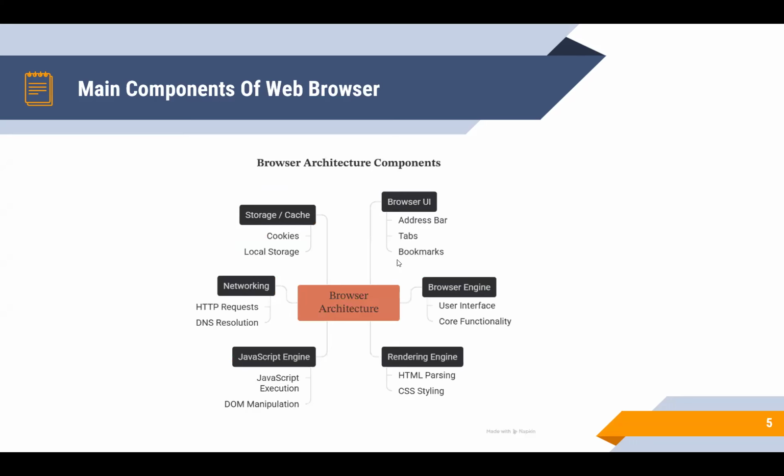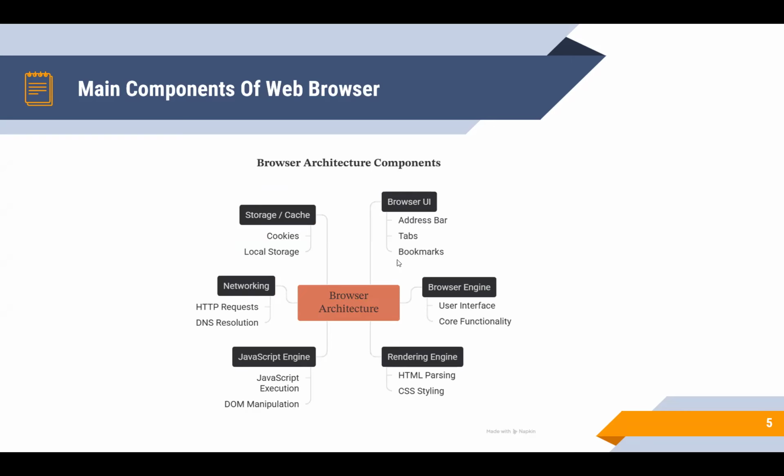As I told you, the first main component is the browser UI. In the browser UI, we have the address bar, the different tabs, and the different options, like the bookmark option and the print option. Then we are coming to the browser engine.